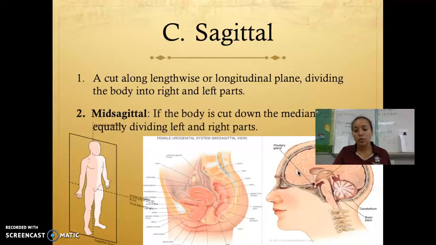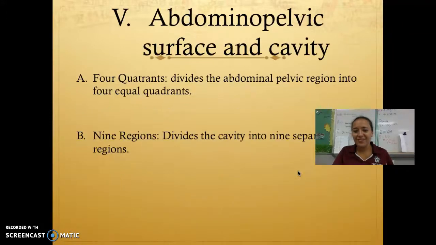So now you'll do a little mini quiz about that. So the last part is the abdominal pelvic surface and cavity. This section is a lot of memorization. So there's two different parts that you'll see. Your abdominal pelvic region has a lot of organs, right?